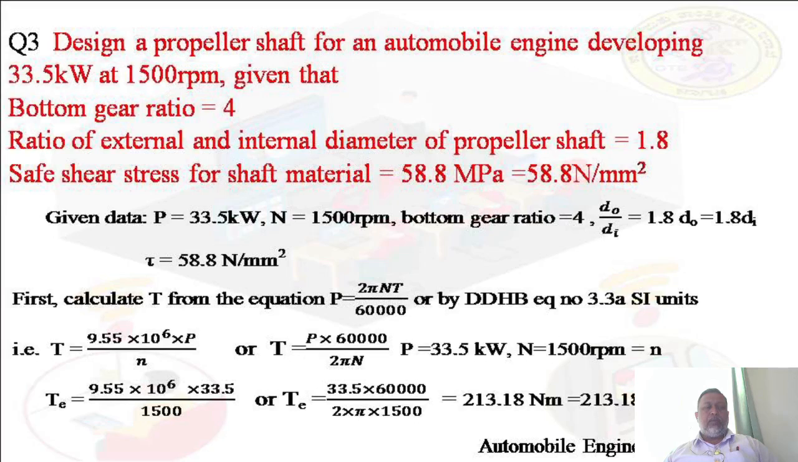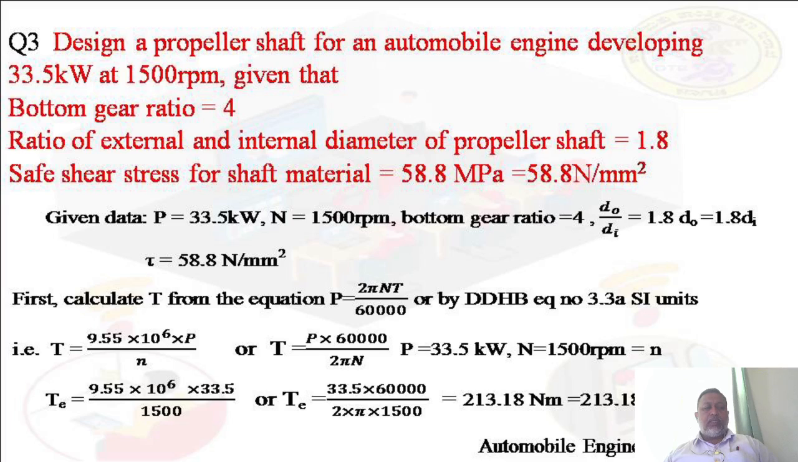The third problem is: design a propeller shaft for an automobile engine developing 33.5 kilowatt at 1500 rpm, given that the bottom gear ratio is 4, the ratio of the external and internal diameter of the propeller shaft is 1.8, and the safe shear stress for the shaft is 58.8 megapascal, which is equal to 58.8 Newton per mm square. Write down the given data. Power is 33.5 kilowatt, speed is 1500 rpm, bottom gear ratio 4, d naught by di 1.8 and tau is 58.8.